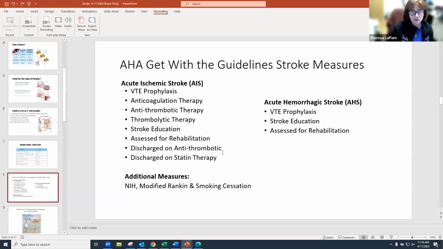And then for our patients that are smokers, we make sure we teach on smoking cessation. So we picked those three measures, the NIH, the modified Rankin, and smoking cessation, because we wanted to make sure we went above and beyond to follow other measures to give our patients the best possible care. So we do this every day. We are abstracting charts, we're teaching patients, we're doing these measures, and on a monthly basis, we pull the data to see how we did.